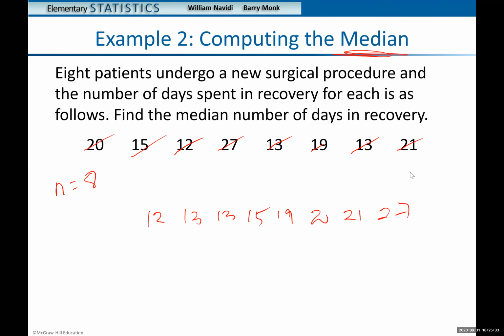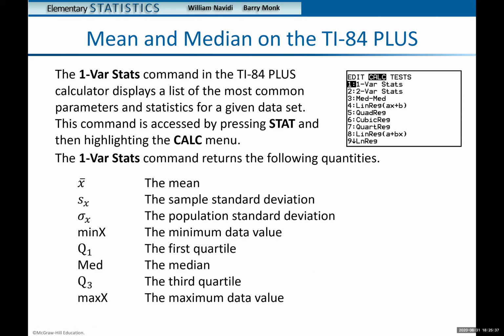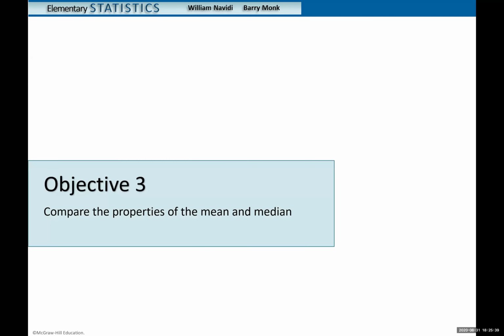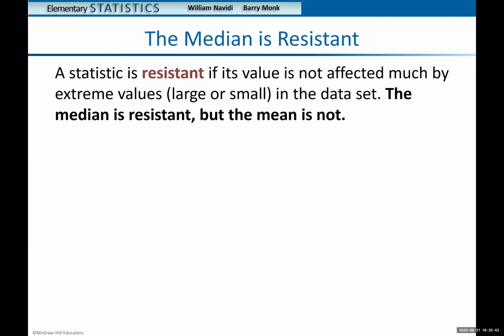All right, next objective here. Compare the properties of mean and median. So I want you to copy this. A statistic is resistant if its value is not affected much by the extreme values. That is, if it's a very, very small number or very large number in a data set. The median is resistant but the mean is not.